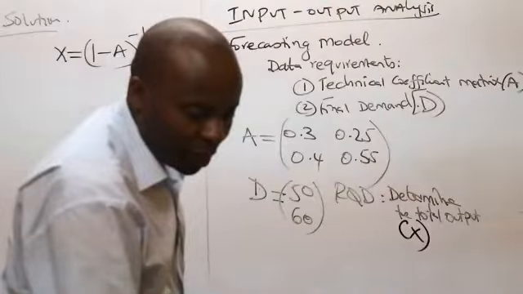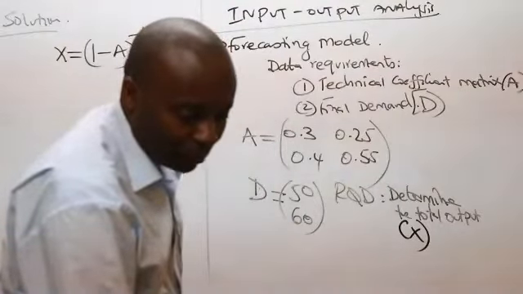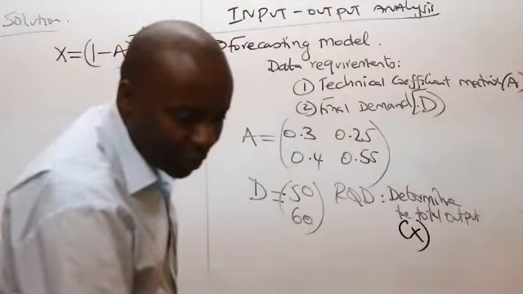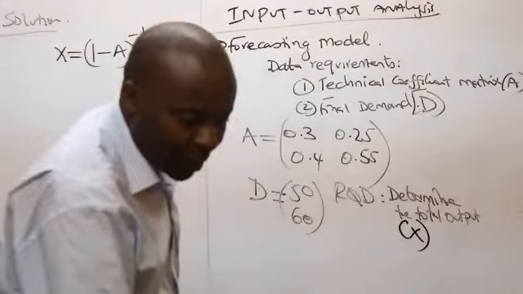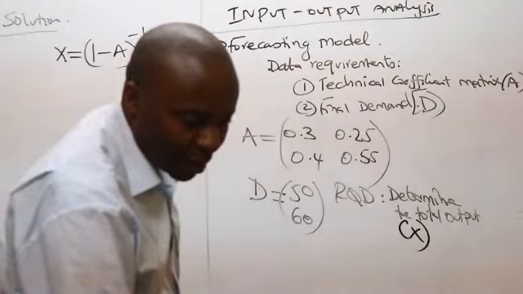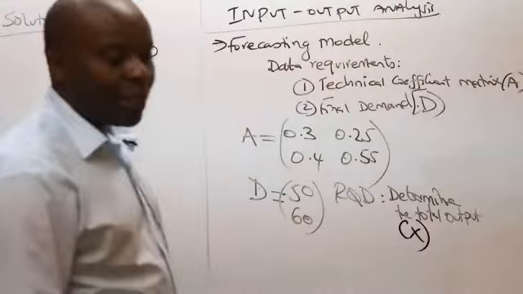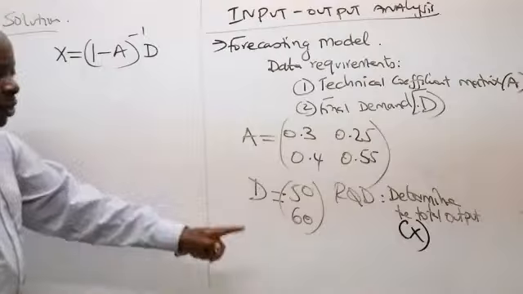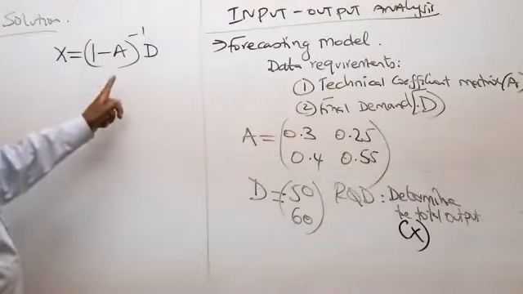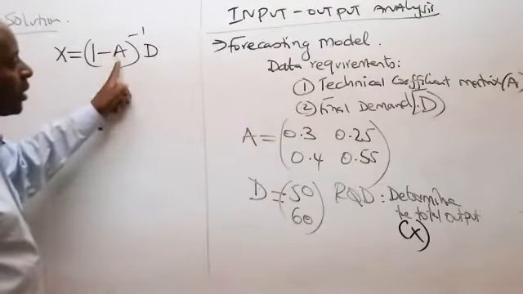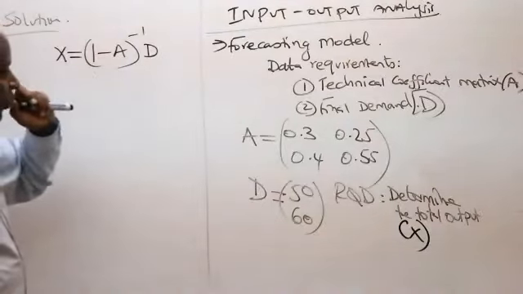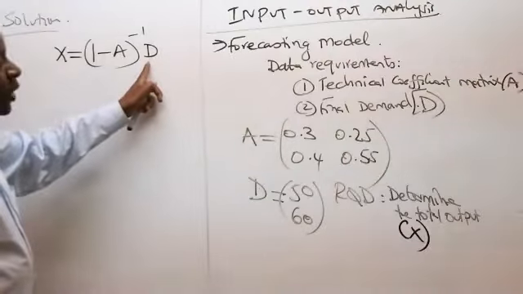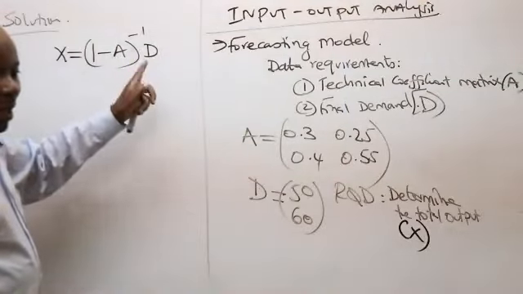This is a formula that, as we work hard to understand this input-output model, you need to know from the word go: X stands for the total output, A stands for technical coefficients, and D stands for final demand.